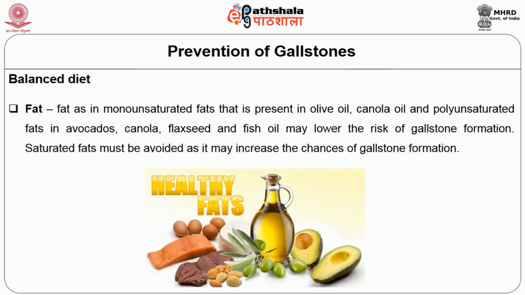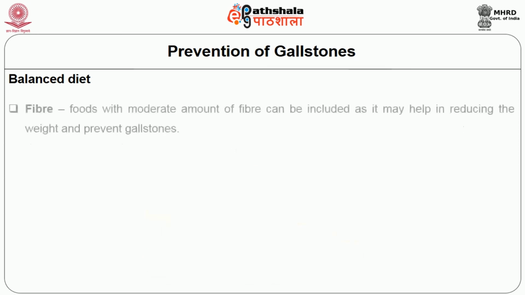As for fats, monounsaturated fats present in olive oil and canola, and polyunsaturated fats in avocados, canola, flaxseed and fish oil may lower the risk of gallstone formation. Saturated fats must be avoided as they may increase the chance of gallstone formation.